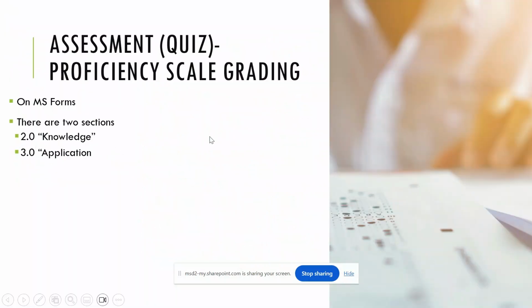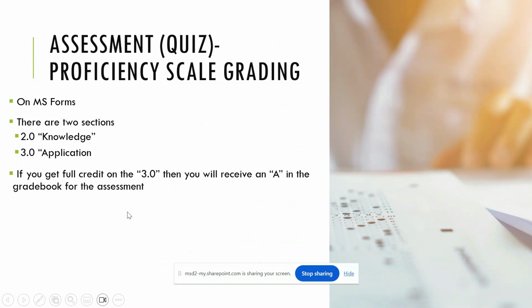It's on Microsoft Forms. There's two sections. The first section is what I call a knowledge section. The school district is doing different ways of grading things, and all it really is is a reorganization of something that I was already doing. So 2.0 is knowledge, which just means do you have the baseline understanding of the vocab and the concepts. 3.0 is the application. So we're looking at, this is C, this is A, in between is B, if you want to think about letter grade terms.